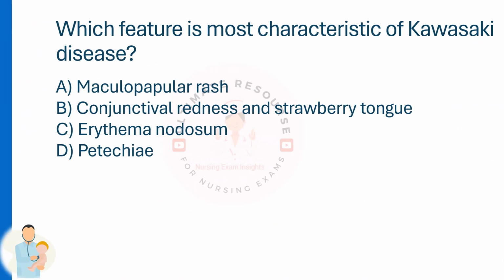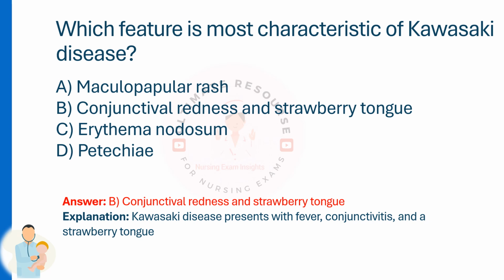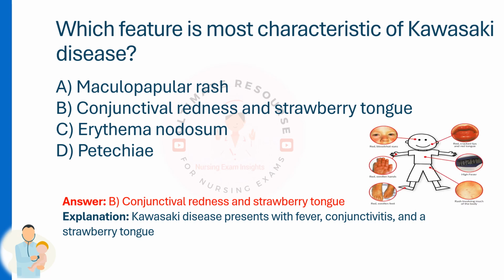Which feature is most characteristic of Kawasaki disease? Options are A. Maculopapular rash, B. Conjunctival redness and strawberry tongue, C. Erythema nodosum, D. Petechiae. The answer is B. Conjunctival redness and strawberry tongue. Kawasaki disease presents with fever, conjunctivitis, and a strawberry tongue.